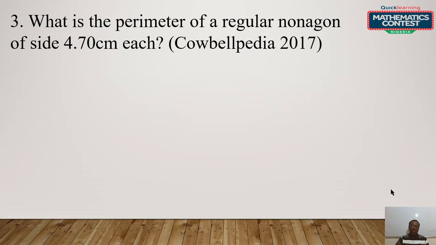Okay. Now question number 3 says, what is the perimeter of a regular nonagon of side 4.70 centimeters each?